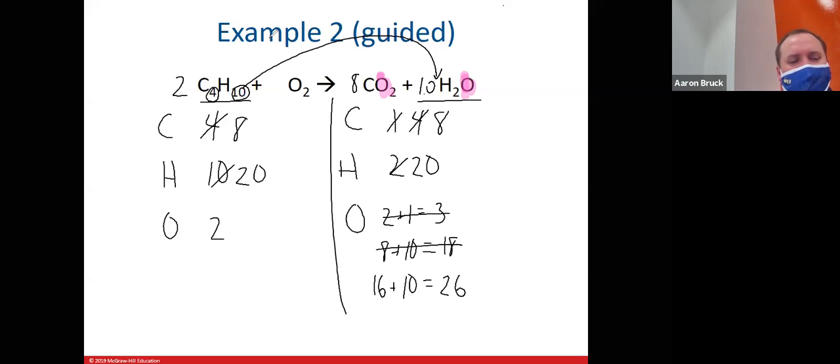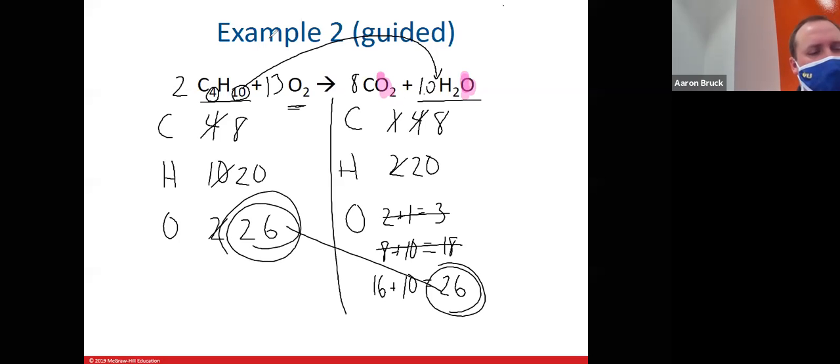And we now have a position where we can balance oxygen as well, because I have 26 over here on the product, and every oxygen atom comes in pairs on the reactant side. So I need 13 pairs of oxygens. 13 times 2 gives me the 26 that I'm supposed to have. This type of reaction is called a combustion reaction.